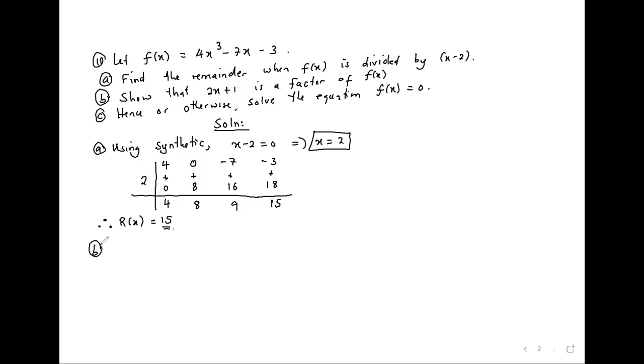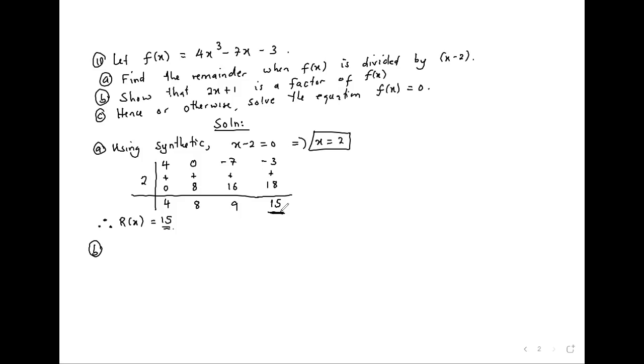Okay, let's go to B. B is saying, show that 2x plus 1 is a factor of f of x. Now, what is a factor? A factor is a divisor that when you divide into the f of x, the remainder will be 0. So what determines whether that divisor is a factor is the answer you get here. If here we got 0, then x minus 2 would have been a factor. But we didn't get 0, we got 15. So it remains a divisor just.